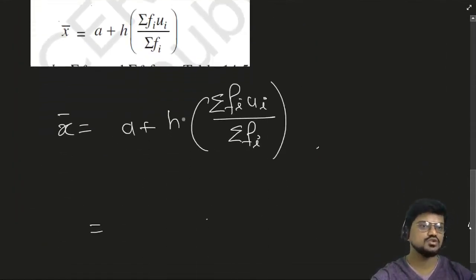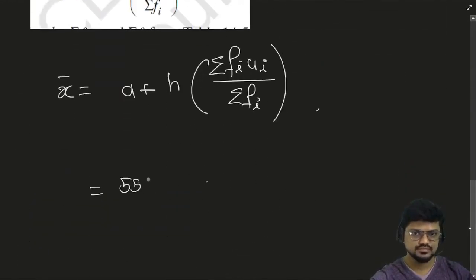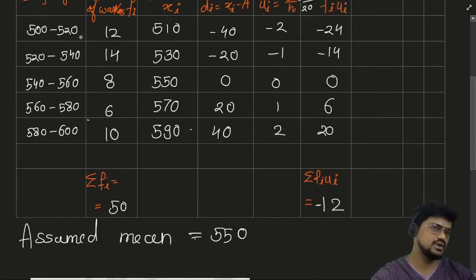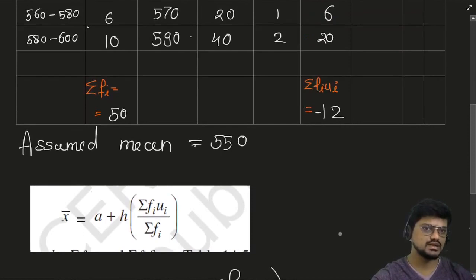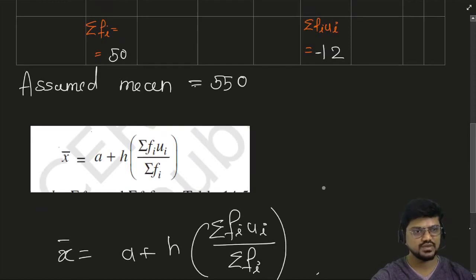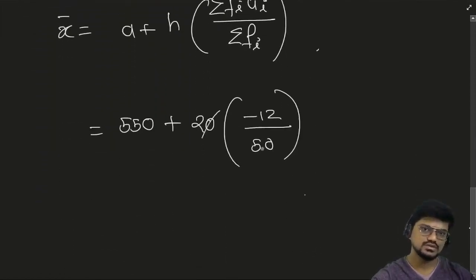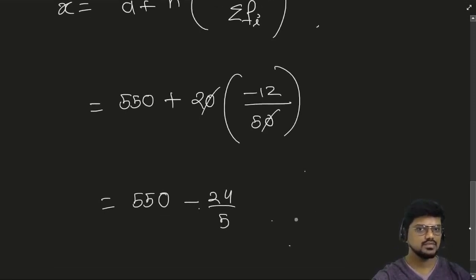So now I can apply the whole formula. Your a is your assumed mean, which was 550, plus h. H is your class interval. The class interval is 500 to 520, right? So that is 20. Summation of fi into ui is minus 12, upon summation of fi, that is 50. Just solve this, you'll get the mean. The zeros get cancelled, so what you have is 550 minus 24 by 5, right?